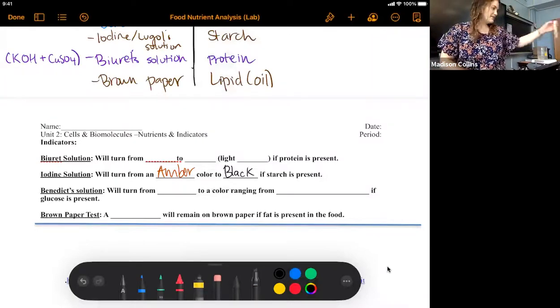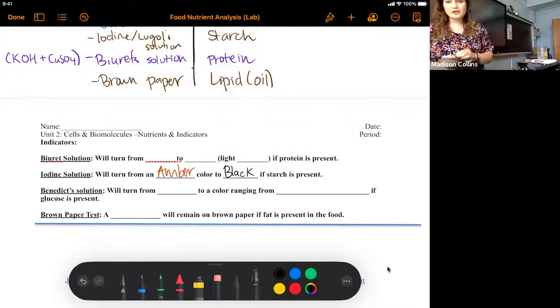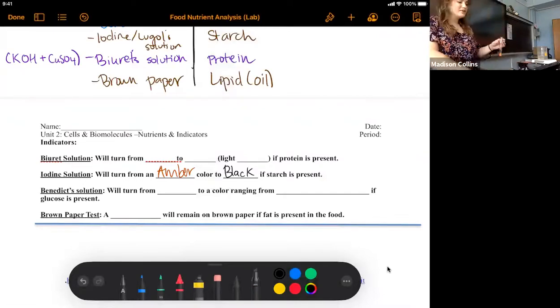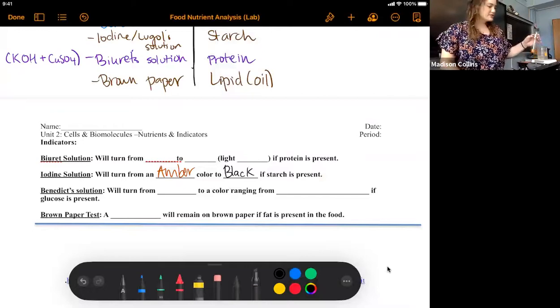Now, while we were running that test, I actually had to remove our glucose test from the heat because look, we saw a color change. So it turned from blue to orange. Now, Benedict solution is a little bit different. So not only do we have to heat it up, it also gives us a range of colors. So we actually see results in kind of a gradient.